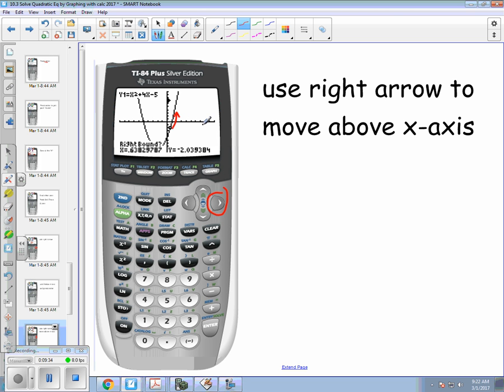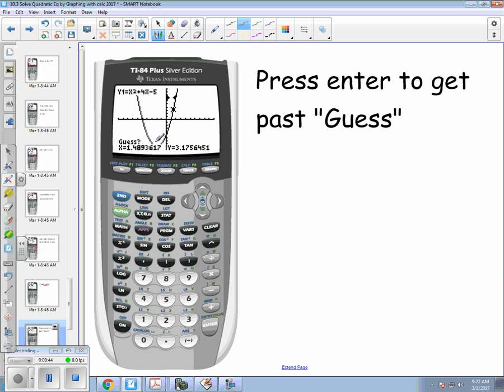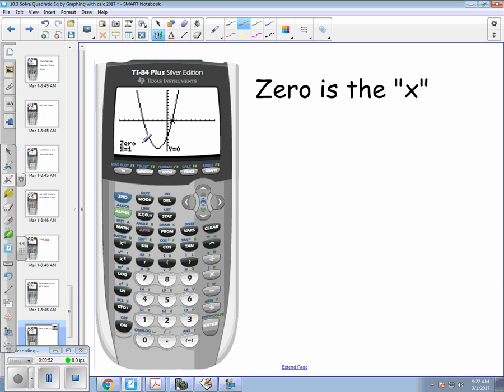So when I press that right arrow, that gets me above here, and I want to press enter in order to set that right boundary. Once I've set that, I see the word guess. Again, I don't care about the guess. I'm going to press enter to get past that. And now I see my 0 is x equals 1, and that is the 0 on the right-hand side. I now have both of my zeros. Notice how y is equal to 0 here, but my 0 is x equals 1.